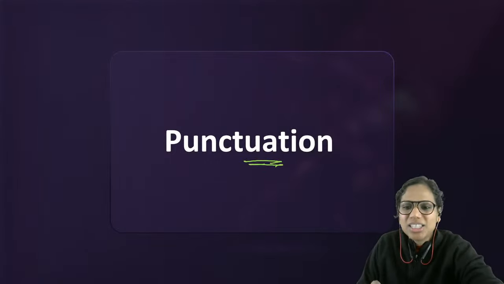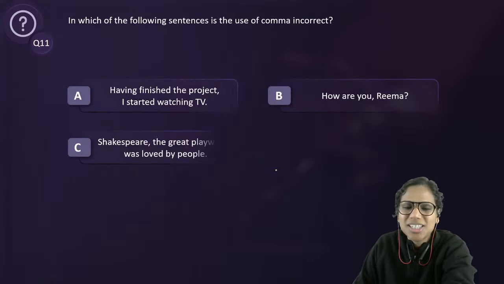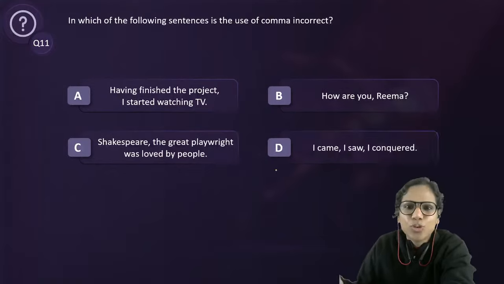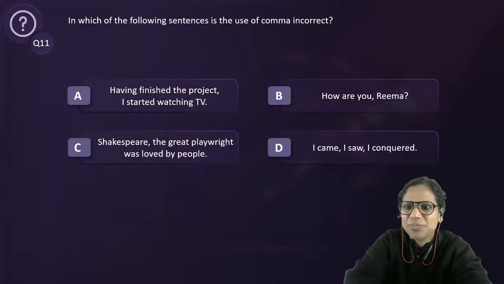Punctuation. Let's come to the next topic for the day, and let's see how fast we can answer these questions, because it's just about, you don't have to look for other errors. It's just about punctuation.